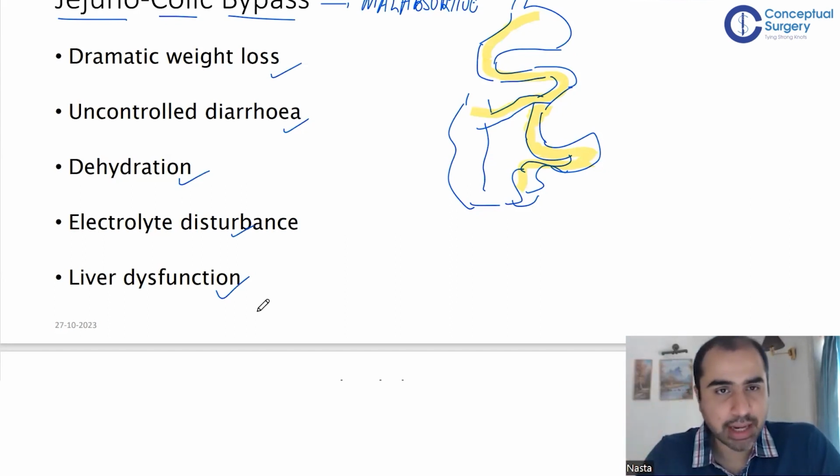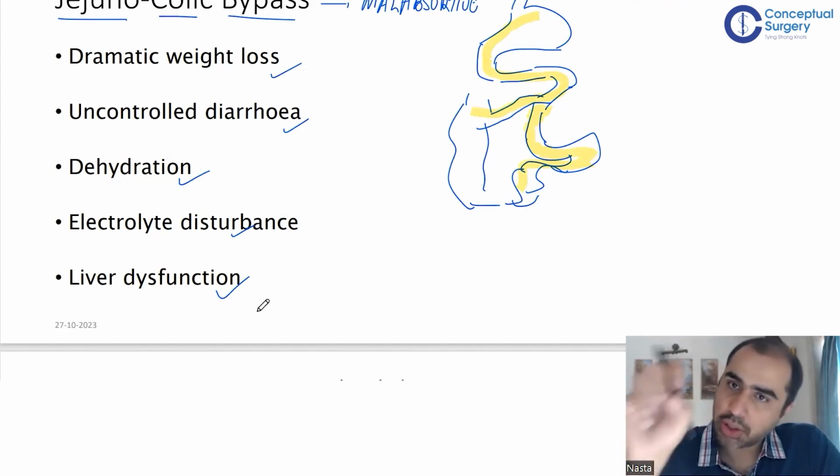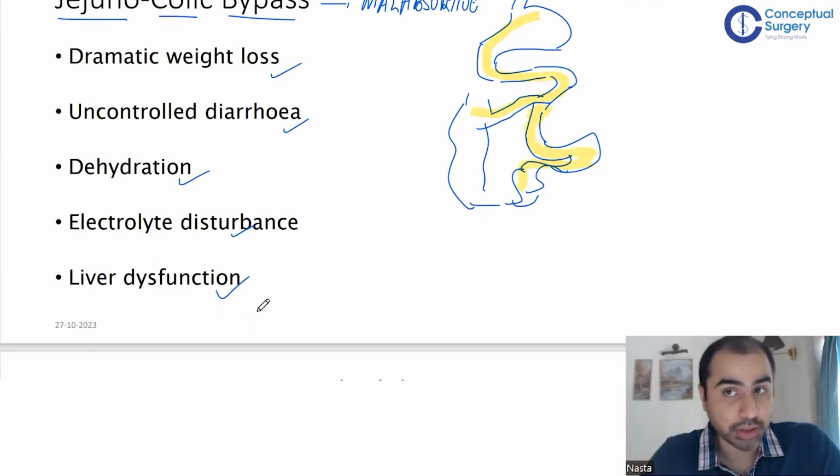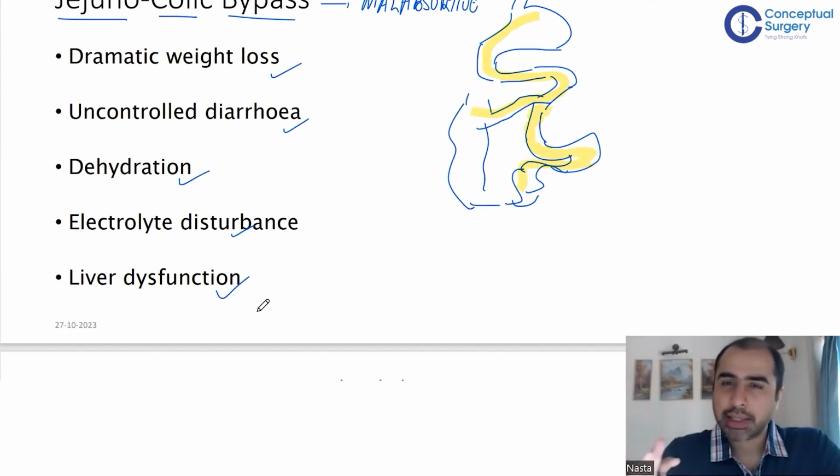Apart from nutrients and electrolytes, it is where your enterohepatic circulation happens. So bile salts go in the terminal ileum. Fat absorption is in the terminal ileum. B12 is in the terminal ileum. So let's keep the terminal ileum intact and not bypass it.